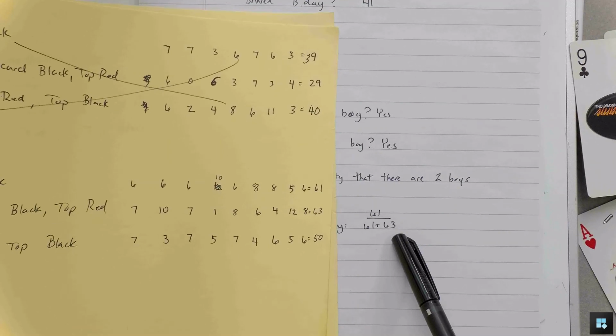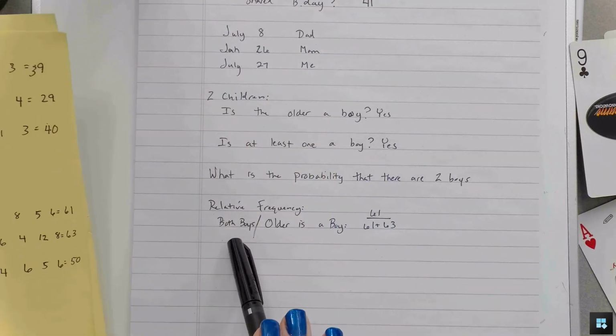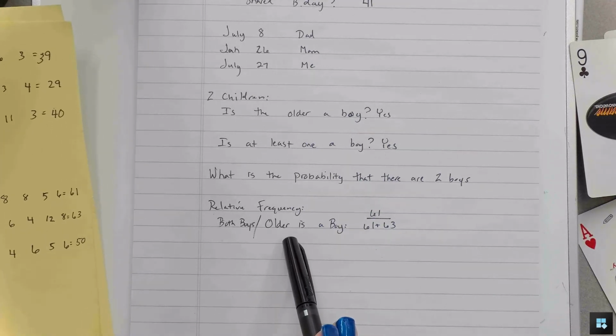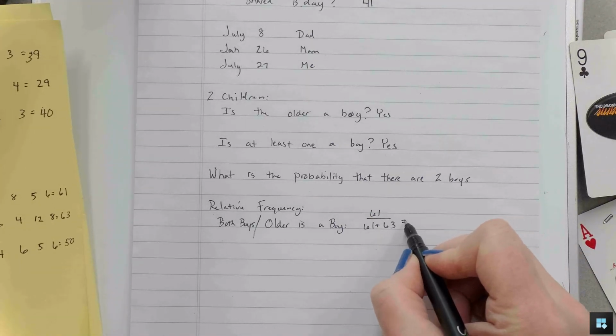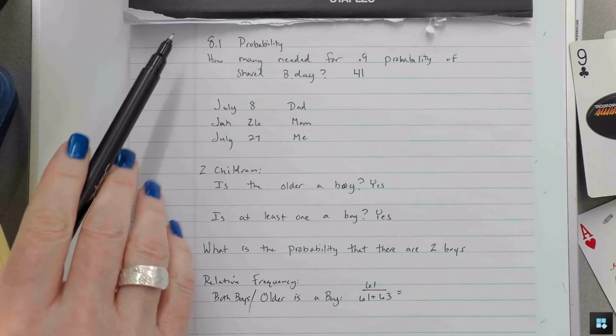Wait, so what photo is this? So this is where, how many were both boys, where the older one was a boy? No, for like, you said this was the in-class work. What? You've got to take a photo of it? Yes, you had. Which one do we turn that in under? Can I talk to you after class about that? Okay. It's 8.1. See, 8.1.